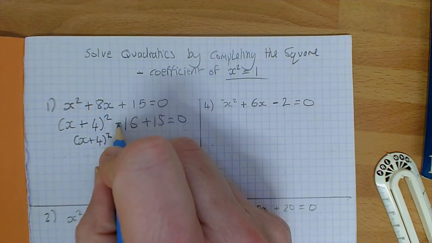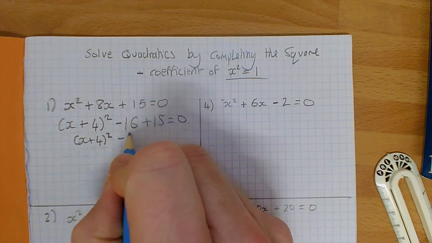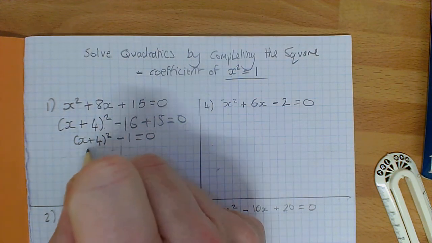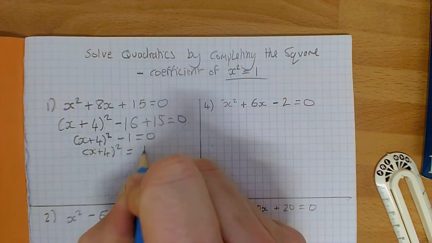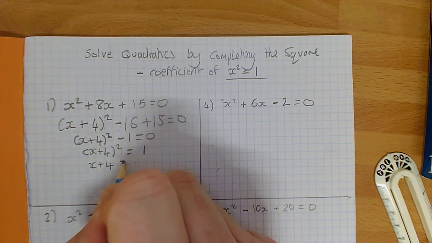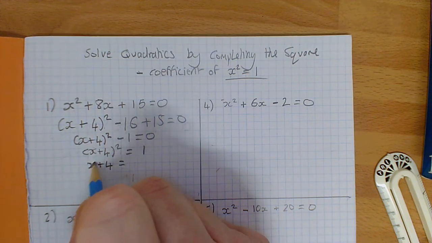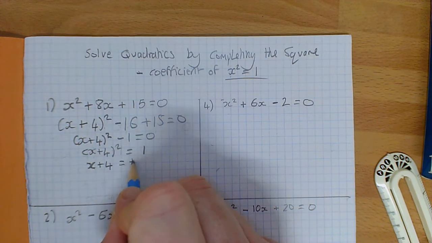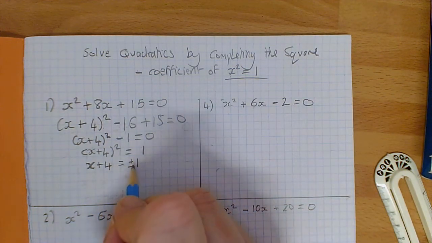So let's simplify this. Minus 16 plus 15, take away 1. Your next step is to put that 1 over there. We then square root both sides. When I square root this side, it gets rid of the square. When I square root this, I get plus or negative 1. Remember, we've always got a positive and a negative.